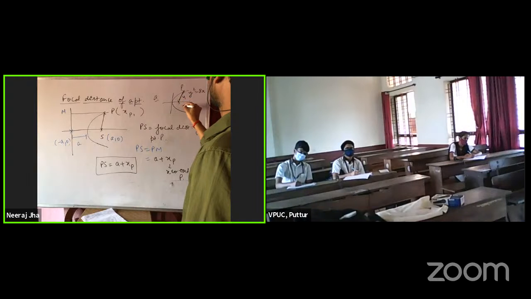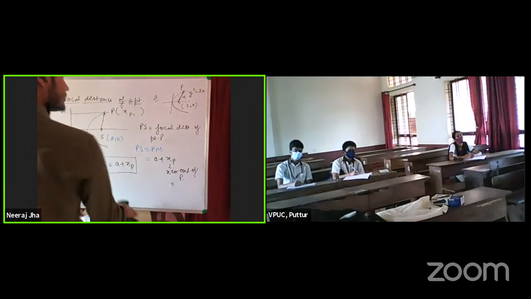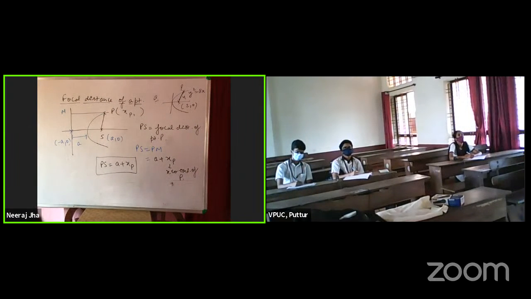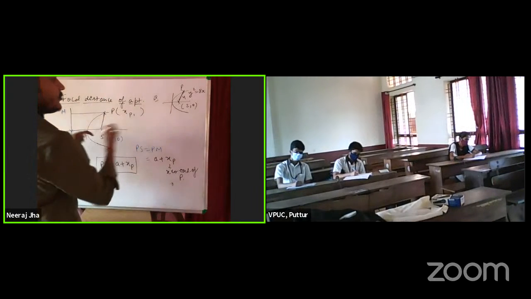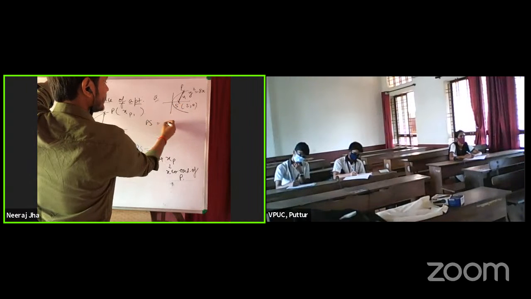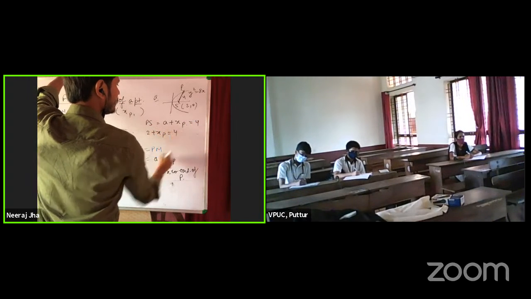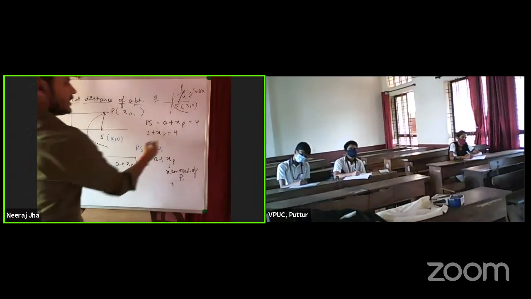This distance is 4. The focus is a comma 0, that means 2 comma 0. So I will write the point P, with x coordinate of point P. Focal distance, that means PS is equal to a plus x coordinate of point P, which is equal to 4. What is a? A is 2. So 2 plus x coordinate of point P is equal to 4. So x coordinate of point P is equal to 2.